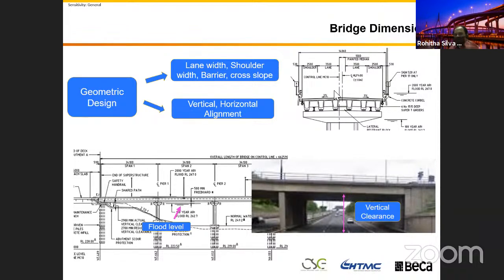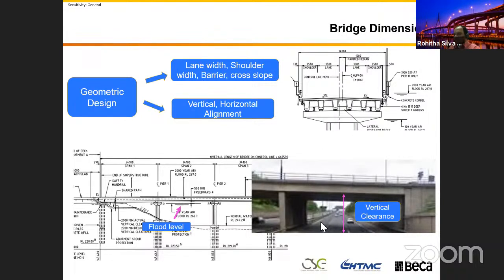And the cross slopes, we call the cross slope, they call super elevations. When they tell you those elements, then you can decide the width of the bridge. There is no optimization in the width of the bridge. This is coming from the safety and other geometric requirements. And when you get the width, you need to get the vertical and horizontal alignment to build the bridge.